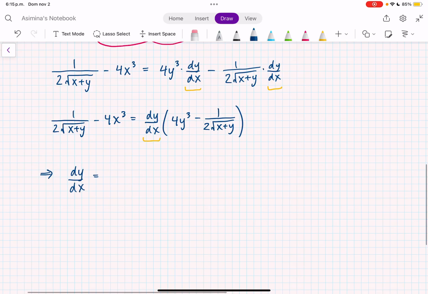equals 1 over 2 root (x plus y) minus 4x cubed, divided by 4y cubed minus 1 over 2 square root of x plus y. And there are probably other ways you can write this to simplify this a bit and make it look nicer, but we can just leave our final answer like this.